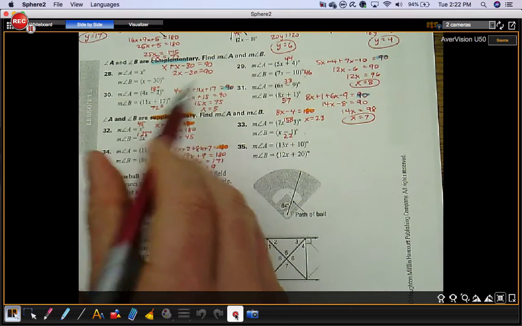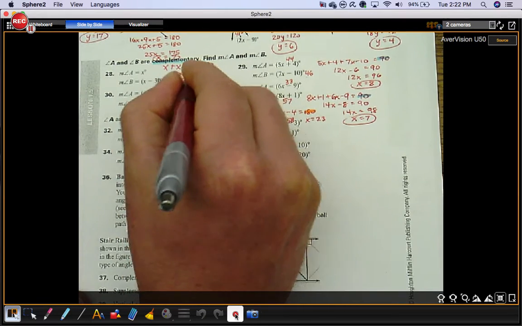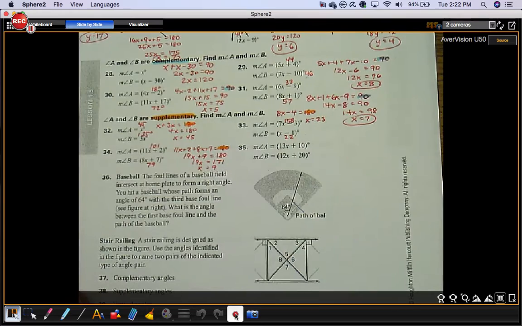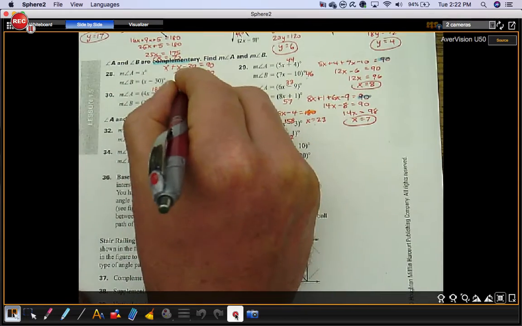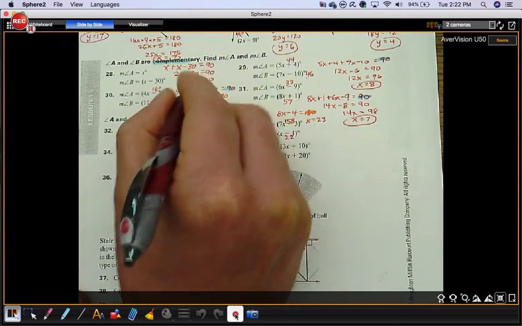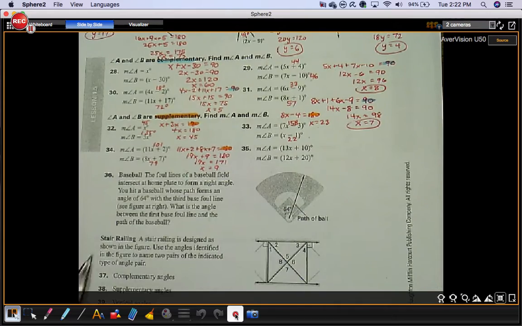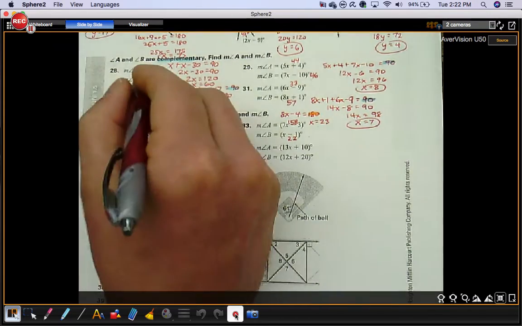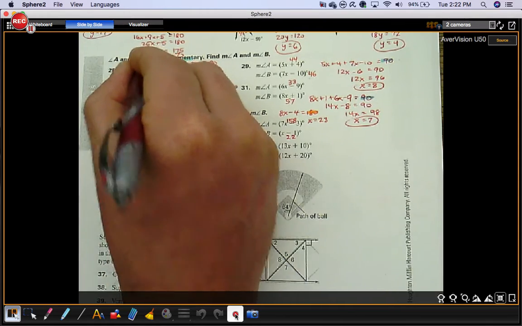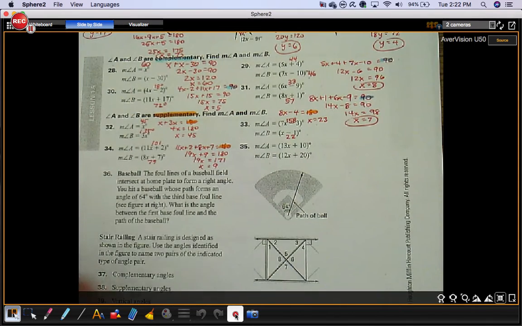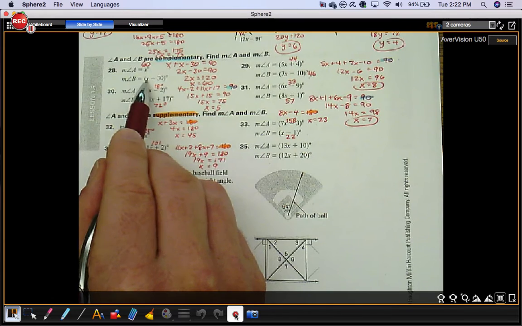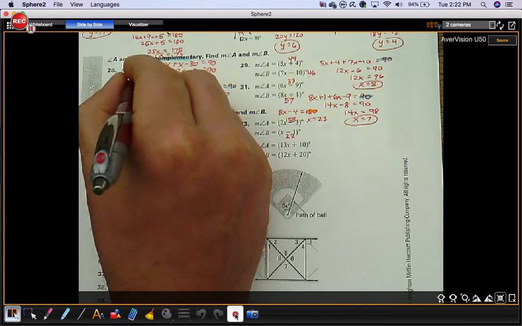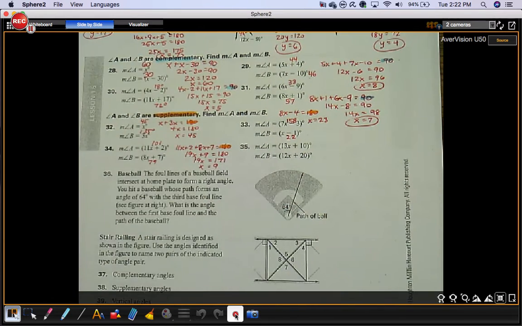We're going to add 30 to both sides. So 2x would be 120. And then you're going to divide by 2. So x equals 60. Now they didn't ask you for x. They asked you for the measure of angle A and angle B. So if x is 60, so is angle A. If x is 60, then angle B is 30.